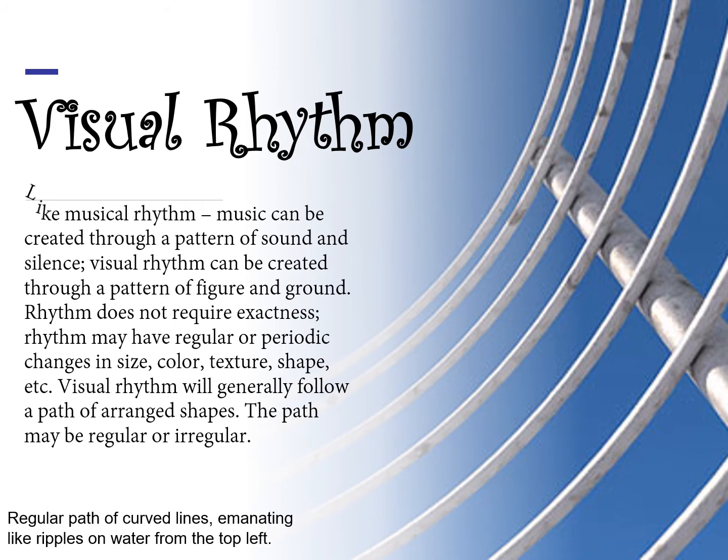Visual rhythm, like musical rhythm, can be created through a pattern of sound and silence. Visual rhythm can be created through a pattern of figure and ground. Rhythm does not require exactness. It may have regular or periodic changes in size, color, texture, shape. Visual rhythm will generally follow a path of arranged shapes. The path may be regular or irregular.